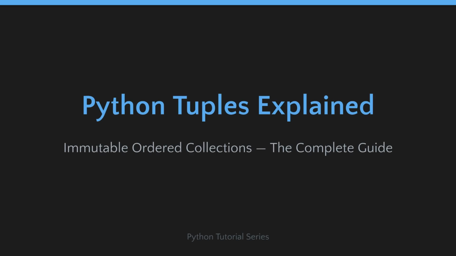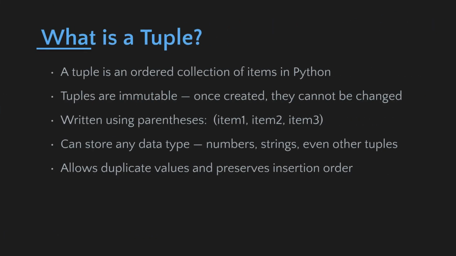Welcome to this video on Python tuples, where we'll explain these immutable ordered collections and provide a complete guide on how to use them effectively. A tuple is an ordered collection of items in Python. They are immutable, meaning they cannot be changed after creation.